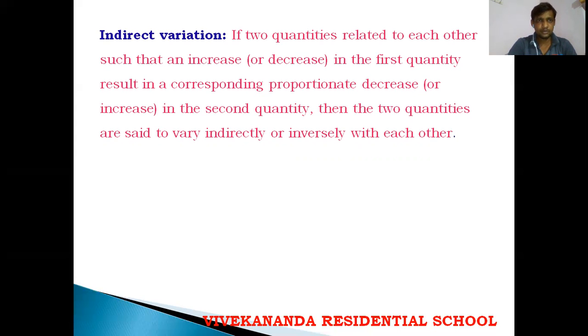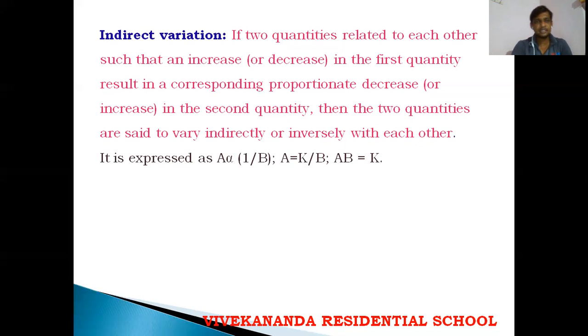Example: men and days. If 6 men are doing this work in 4 days, then how many days will 10 men take to complete it? Or 12 men, how many days? Here, as men increase, the number of days automatically decreases. This is the example for indirect variation. It is expressed as A is proportional to 1 by B. Inversely means 1 divided by. A is inversely proportional to B, or A is proportional to 1 by B. That's equal to A is equal to K by B. Then AB is equal to K.